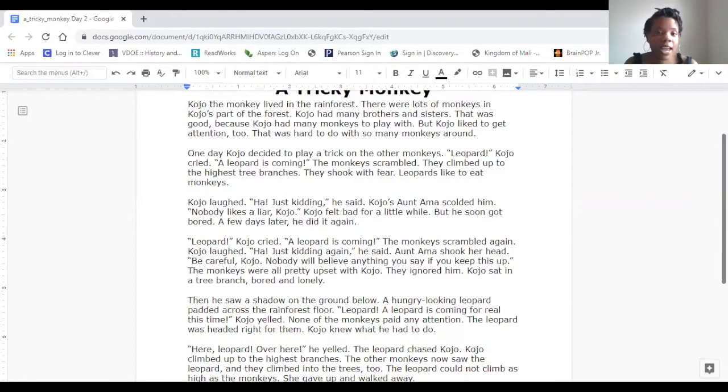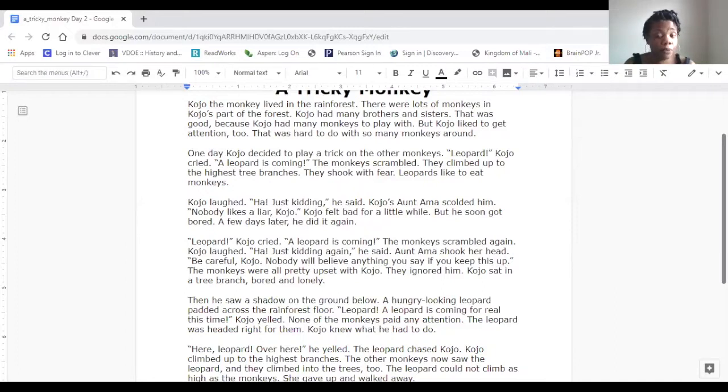"Leopard," Kojo cried, "a leopard is coming." The monkeys scrambled. They climbed up to the highest tree branches. They shook with fear. Leopards like to eat monkeys. Kojo laughed. "Aha, just kidding," he said. Kojo's aunt, Amma, scolded him. "Nobody likes a liar, Kojo."